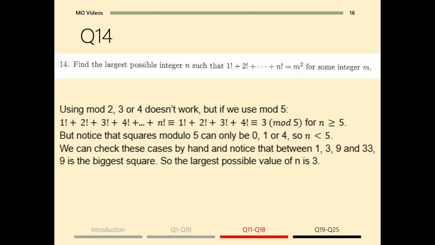And now we can check the few cases that we have and find that the largest possible value of n is 3. So the answer is 3.